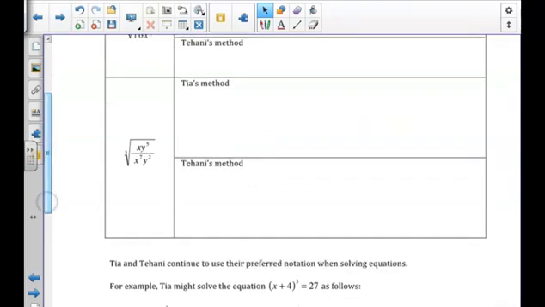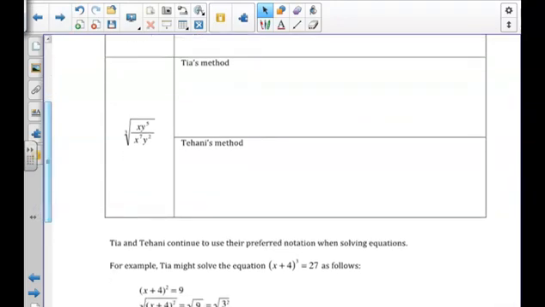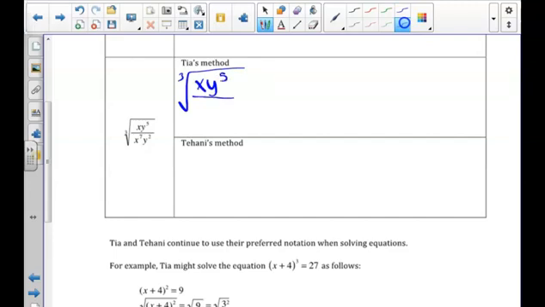So let's take a look at a more difficult problem. Let's look at this one here. It's the cube root of xy to the 5th divided by x to the 7th, y squared. So the first thing I'd like to do is remember Tia prefers radicals, so we're going to simplify that using radicals. We'll rewrite the whole question: the cube root of xy to the 5th power divided by x to the 7th, y squared.